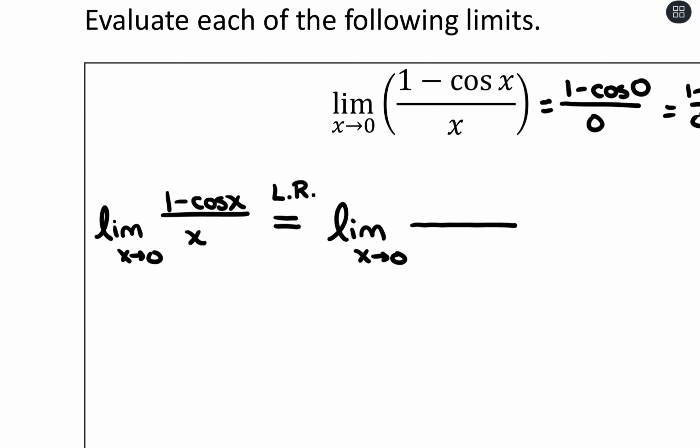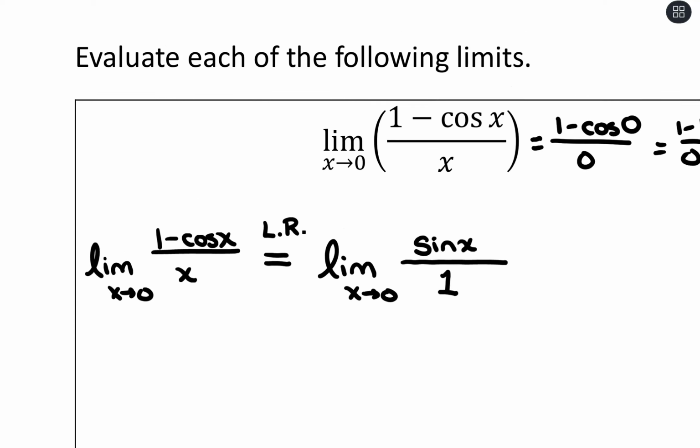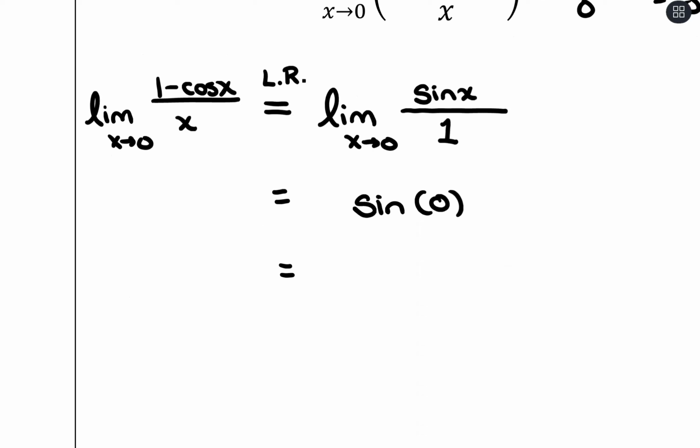The derivative of 1 minus cosine of x would be negative negative sine x, so a positive sine x, divided by the derivative of just x, which is 1. So what I'm really doing here is evaluating the limit as x approaches 0 of sine of x, which is the same as evaluating sine of 0, which is just 0.